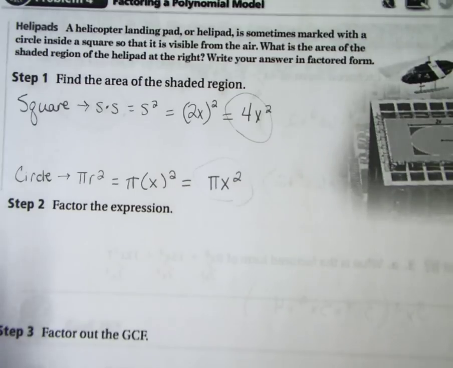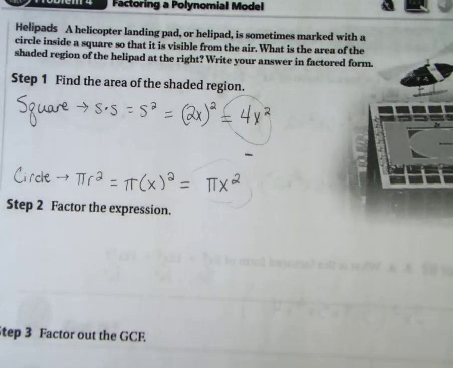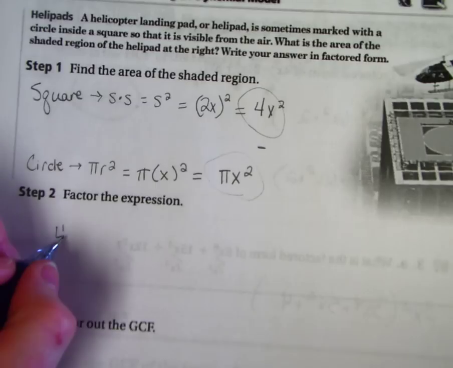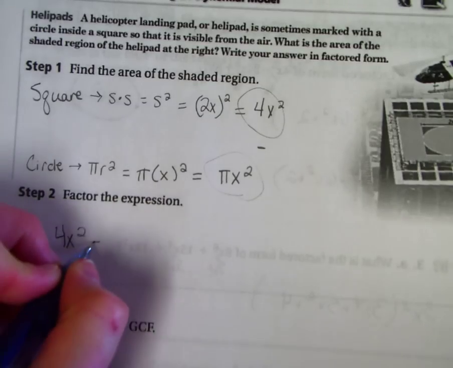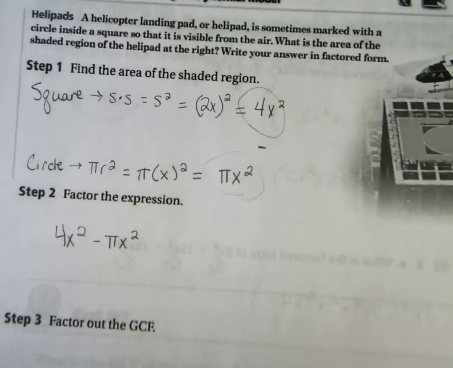What are we going to do with these two? Well, we're going to take the square and we're going to subtract the circle, because that's what the shaded area is. It's the big square minus the little circle. Alright, so we'll do 4x squared minus pi x squared. Step 2 says to factor it.